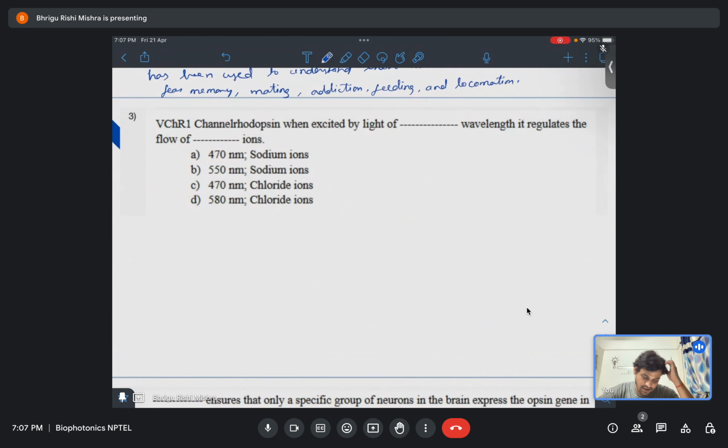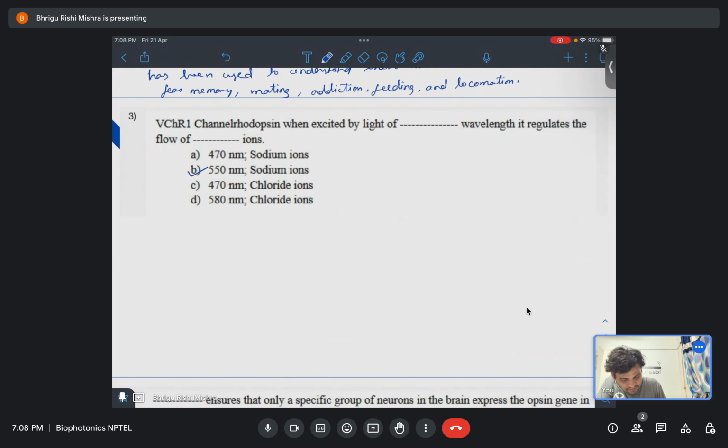now the third question is, VChR1 is a channelrhodopsin which, when excited by light of some wavelength, regulates the flow of some ion. Okay, so it is basically the yellow light which it uses to excite the sodium ions. So let's talk a little bit about channelrhodopsin.